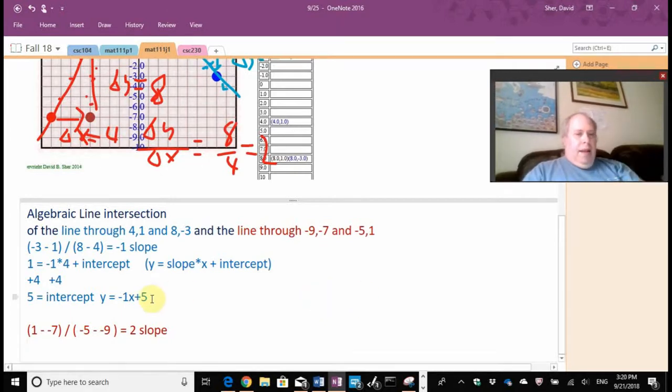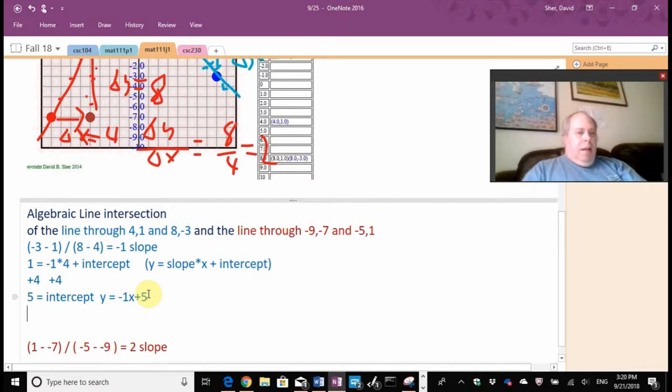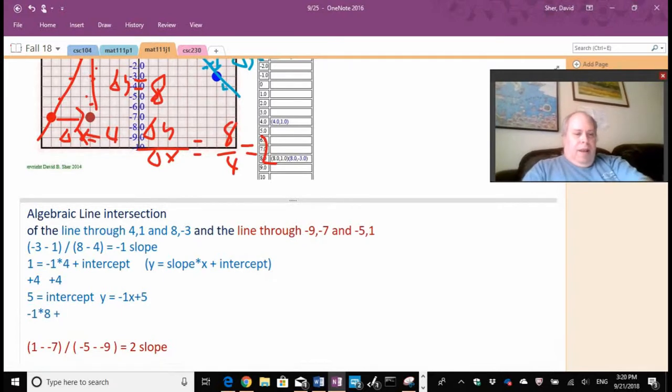Oh, I nearly forgot. On this blue guy, I always like to check my work. How do I check it? Well, I used 4, 1 to get the slope. Alright, what I want to do is plug 8 into this and make sure I get negative 3. So I'm going to do negative 1 times 8 plus 5, and that gives me negative 3, and that means it checks.